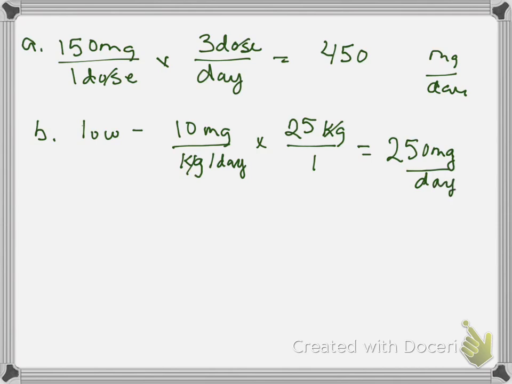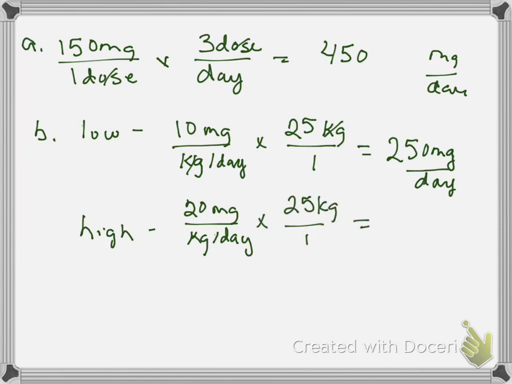Okay, so that's my low end. And so now let's do my high end. And what's that going to be? Thank you. 20 milligrams per kilogram per day times the 25 kilograms over 1. And that's going to equal what? 25 times 20? 500? 500. Good. Milligrams per day. And so does my doctor's order fall within that range? Yes. Good. So we're going to go ahead and keep going.